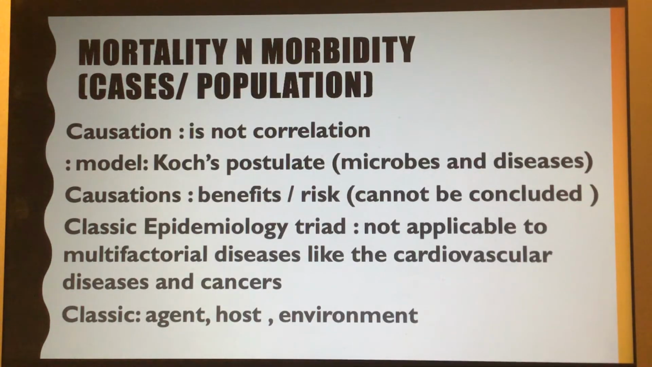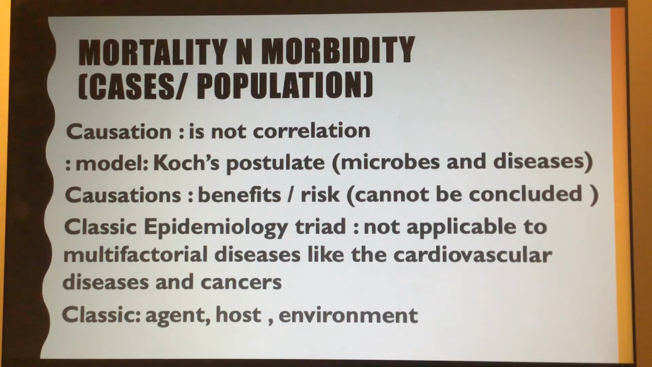Mortality and morbidity are similar to disease occurrence and disease frequency, in which we also use the formula of number of cases divided by the population. So it's always cases over population. For mortality, it's the number of death cases over the population, and for morbidity, it's the number of cases of illness over the population.